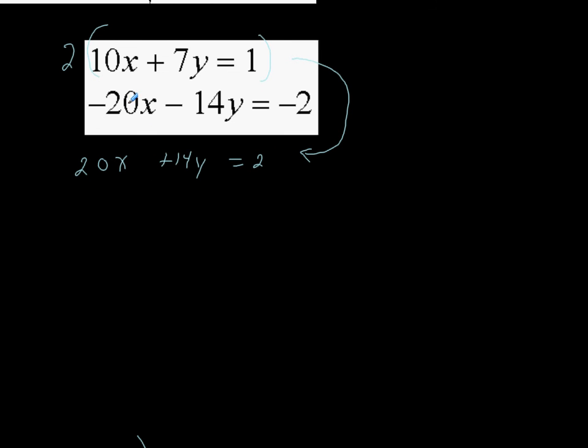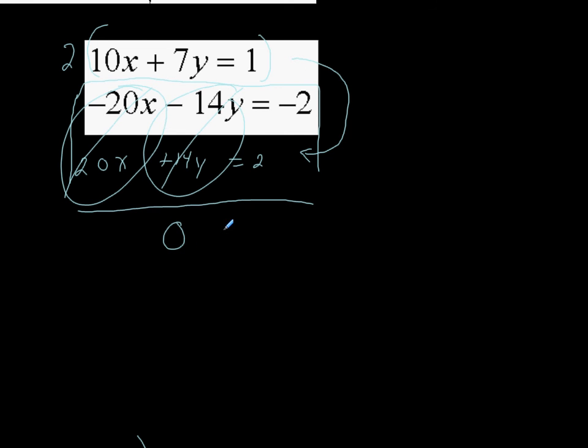Now notice, negative 20x and 20x, so at least one of my variables cancels. Let's add these two together. Negative 20x plus 20x goes to 0. Negative 14y plus 14y goes to 0, so that cancels, leaving me with 0 on this side of the equal sign. Negative 2 plus 2 is 0. Now look, all my variables cancel out, and all I'm left with is 0 equals 0. Is that a true statement? Yes, 0 equals 0 is true. So this is not a no solution, because both sides are equal. It is many solutions. What it says is that these two lines are exactly the same line.